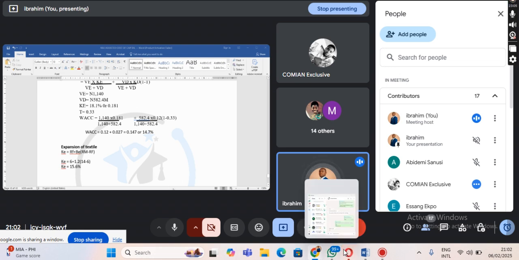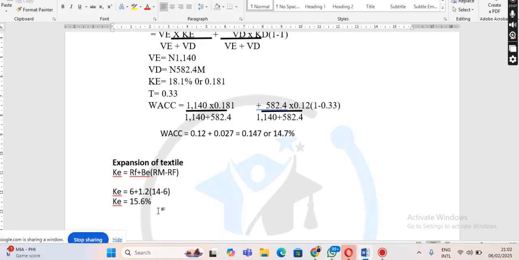Now, let's test it out. You will see it now. Set it quickly. Okay, this is our formula, right? Exclusive, mute your mic, sorry. Okay, so we have WACC, right? So this is the formula for calculating WACC.